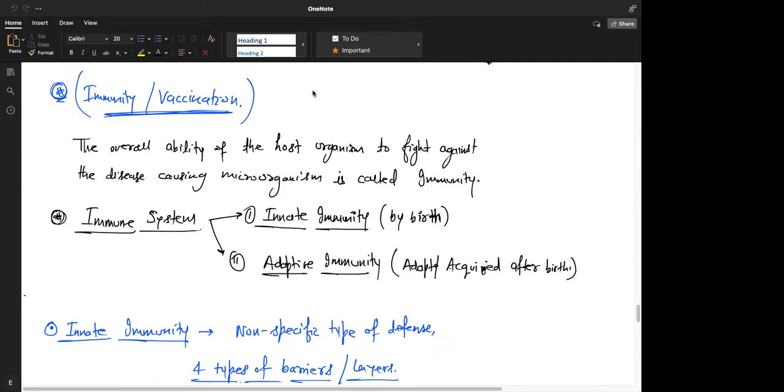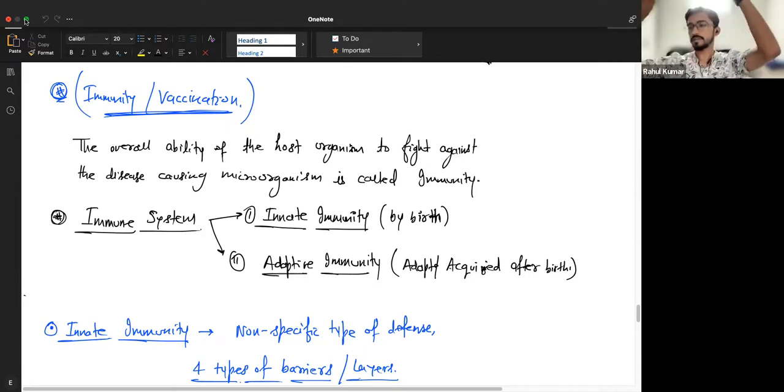Immunity is the overall ability of the organism to resist or fight against disease-causing microorganisms. There are two types of immunity: innate immunity and adaptive immunity. Innate immunity is inbuilt, present by birth, a general type of immunity. Adaptive is when a person adapts to a particular disease or cold. Immunity increases by that, and innate immunity increases by what?